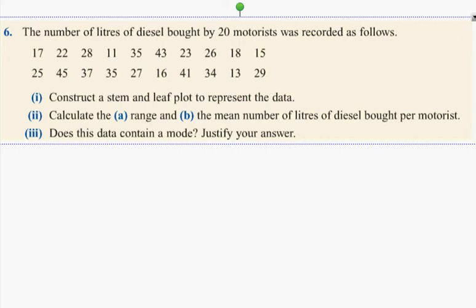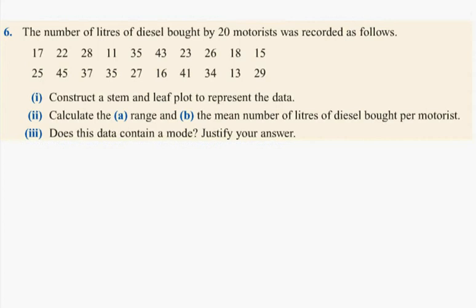Here we have 20 motorists, and the number of litres of diesel they bought is recorded. Now we're going to present this in a different style, in what's called a stem and leaf diagram. A stem and leaf diagram has a stem, like the stem of a tree. You draw it straight down.